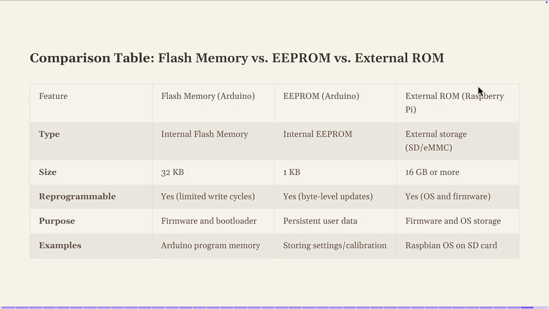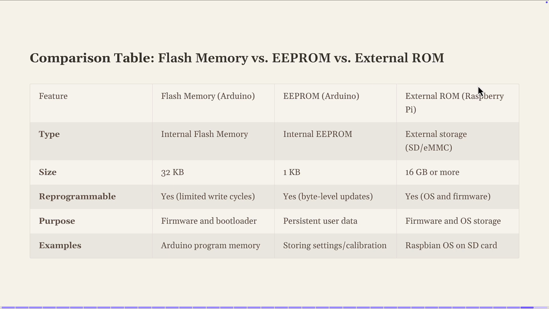Okay, so this is a comparative table. I think we came to the end. It shows the differences between flash memory, EEPROM, and external ROM. The type: here in flash memory we use an internal flash memory, here we use an internal EEPROM, and here we use external storage.